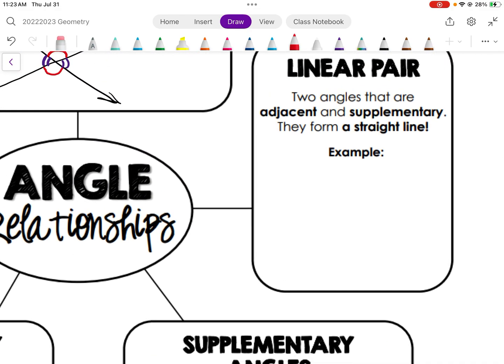And then last but not least, linear pair. I did linear pair last because linear pair actually ties together two words that we just went over. Two angles that are adjacent and supplementary. They form a straight line. That's what linear pair means. Linear means line. Pair means two, so it's two angles that form a line. We already drew a picture of that. It's this right here.